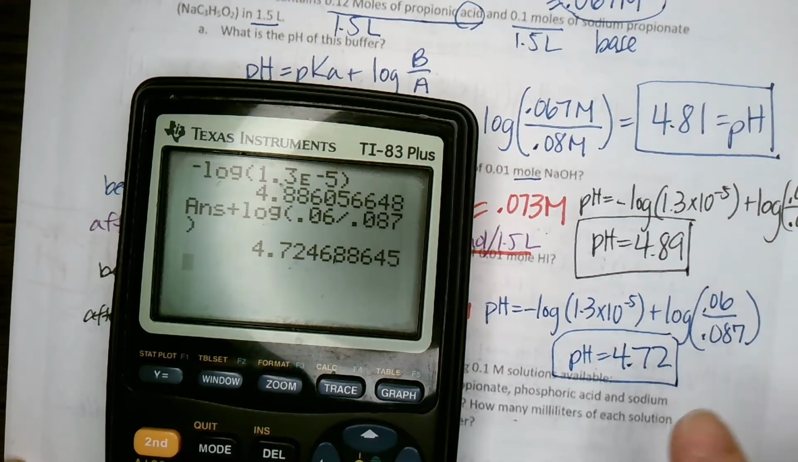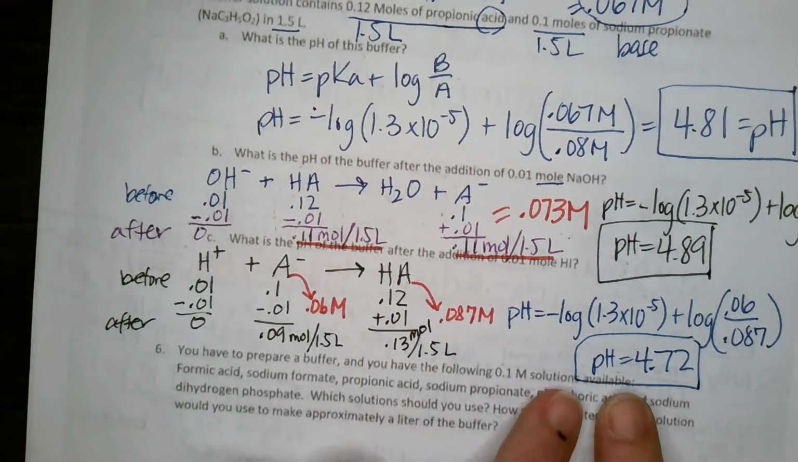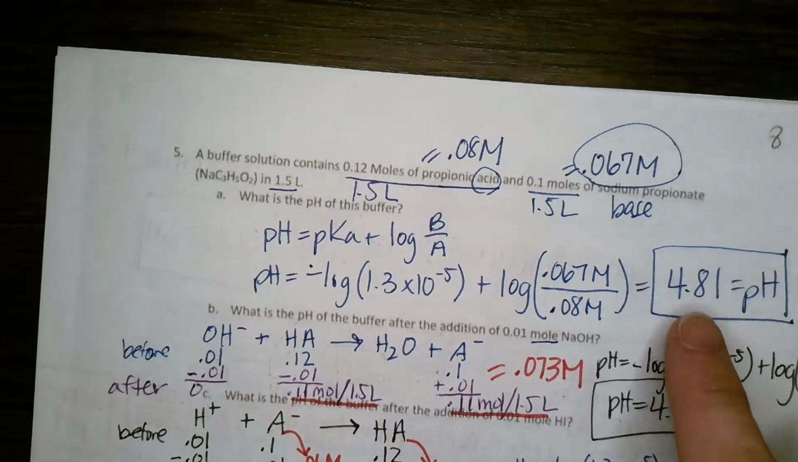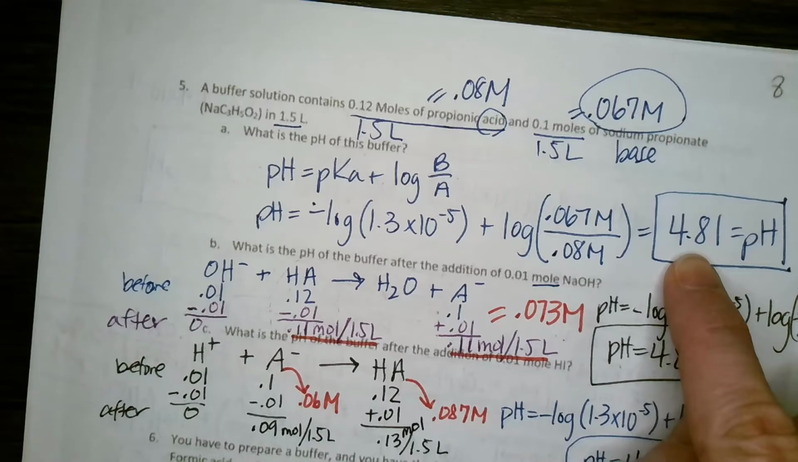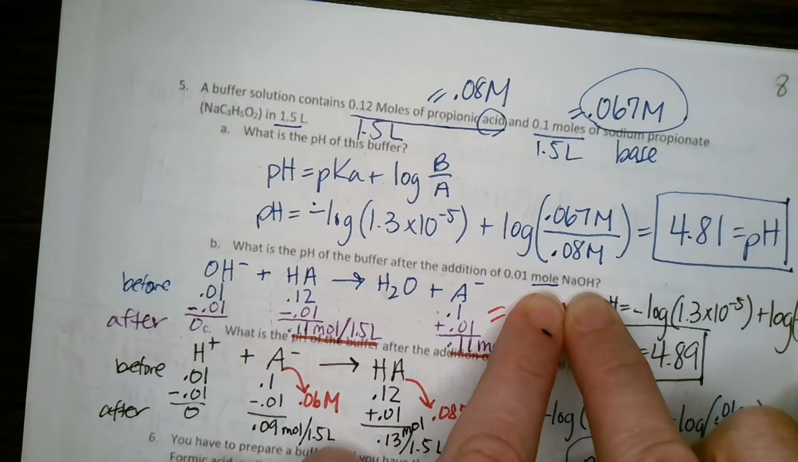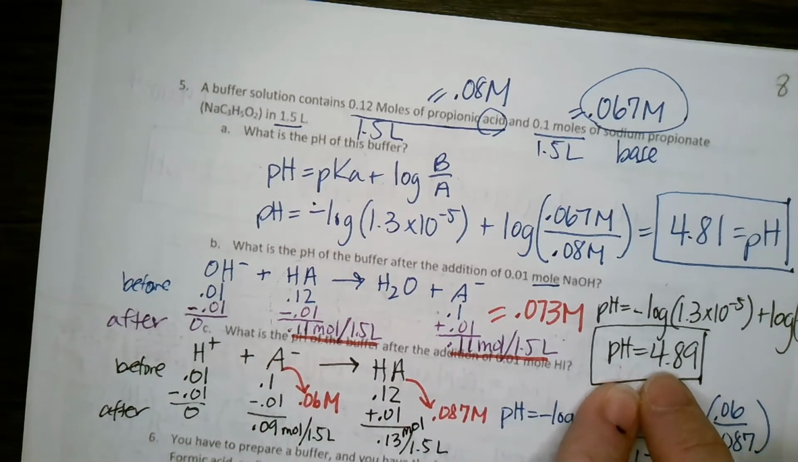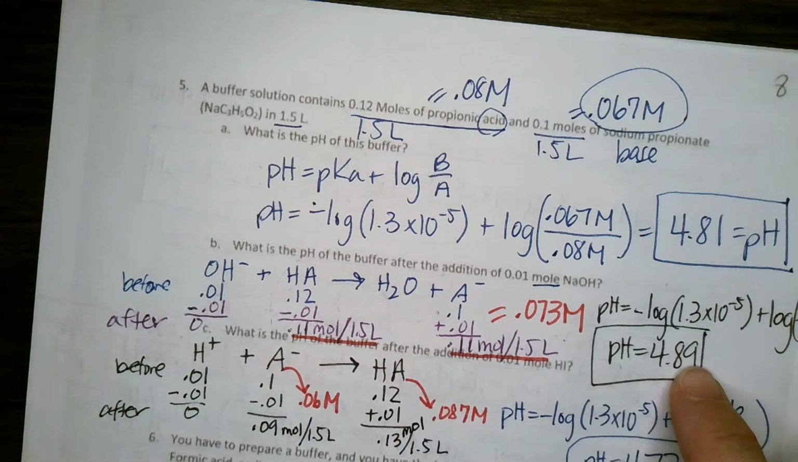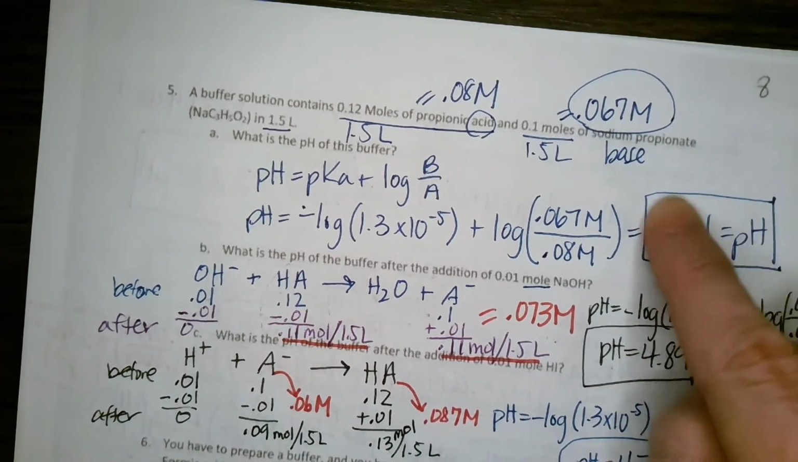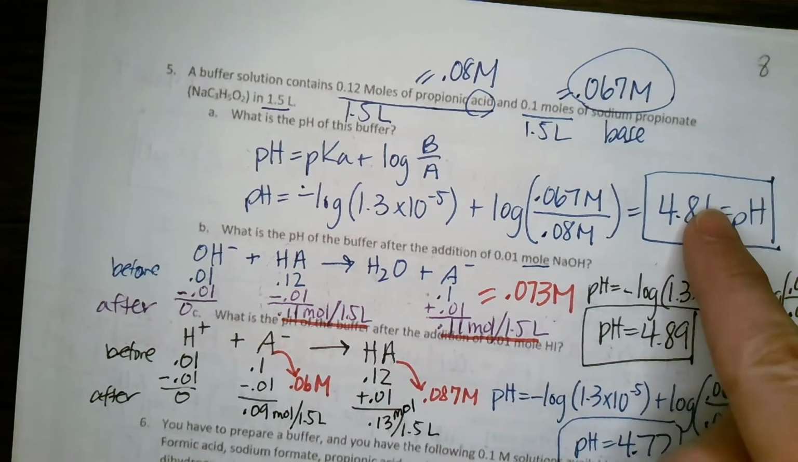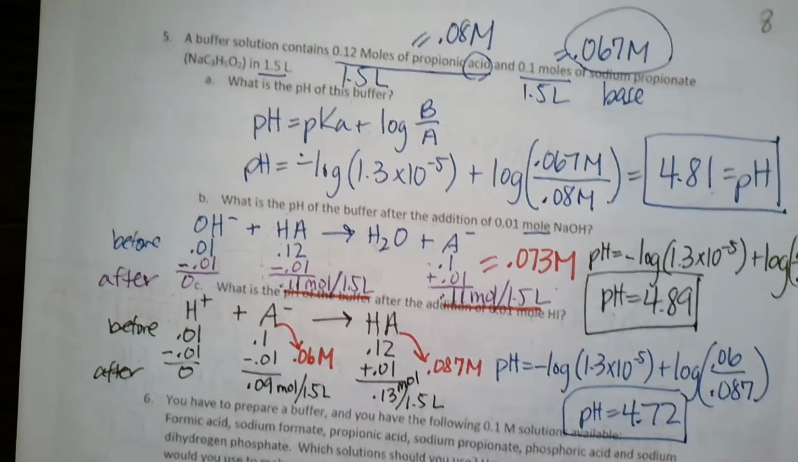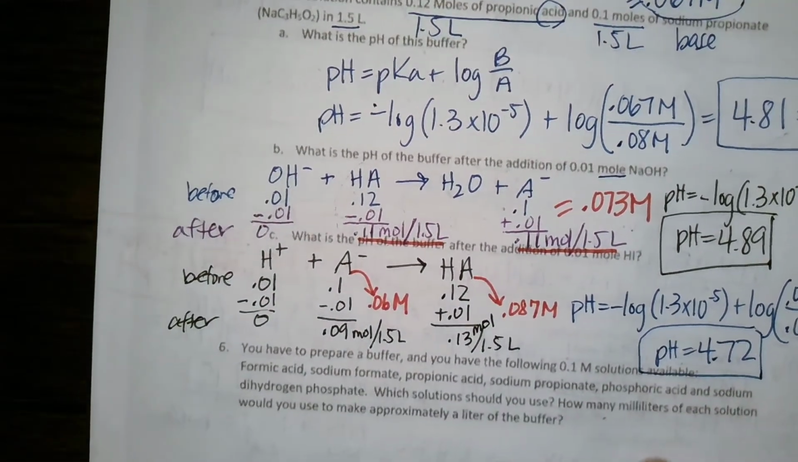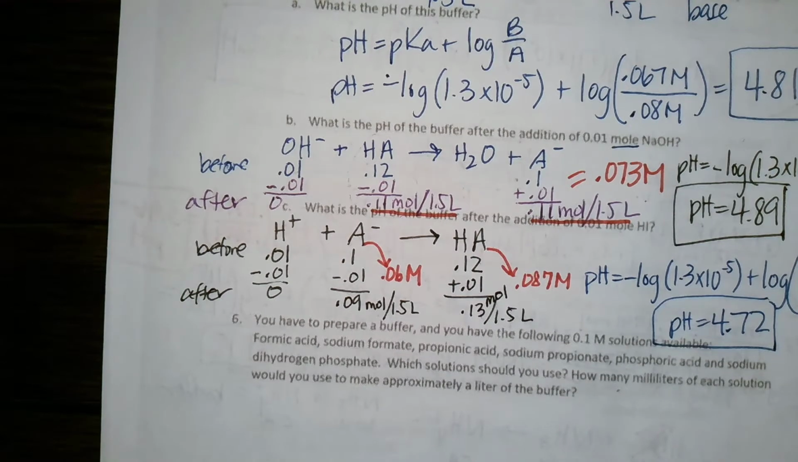If we look at that, let's compare this value. So up here, our first time when we just looked at the buffer, we had a 4.81. When we added base, notice it went up to 4.89, so it became more basic. If I compare my buffer, and here I added acid, it went down to 4.72, which is more acidic; it lowers the pH. So all of these make sense. All right, last practice problem.